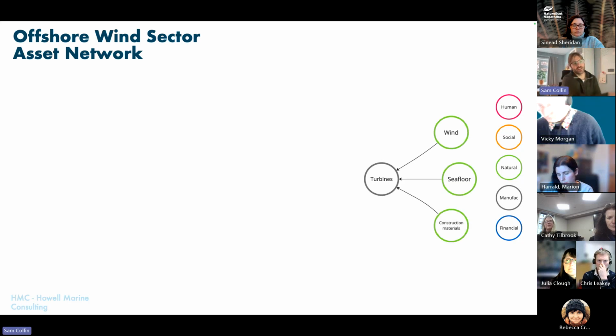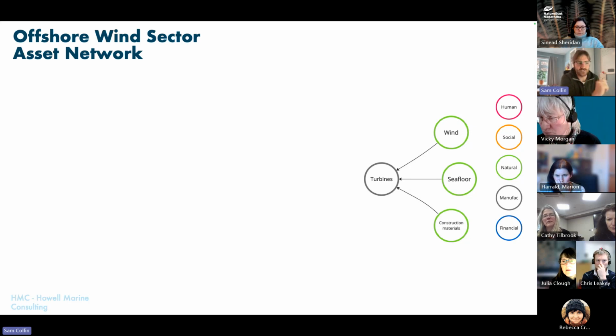On the right hand side, you've got the color coding for the different types of capital. So green being natural, orange social, red human, grey manufactured, and blue financial. So for offshore wind, starting with natural capital assets, you have the wind asset. Obviously, you have the seafloor where the turbines are going, and you have construction materials. And these are connected to the turbines themselves.